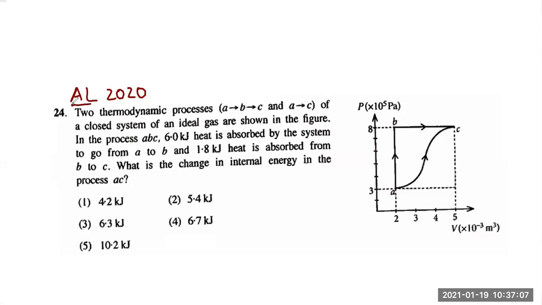This is the latest question from thermodynamics in the physics syllabus, A-level 2020. So they have given this diagram. Let's see. Two thermodynamic processes: ABC, and AC, directly AC. So one is this process, ABC, and the other one is the other process. I'm just highlighting it so that you won't get confused. It's not a cyclic process, keep that in mind. These are two separate processes like this.